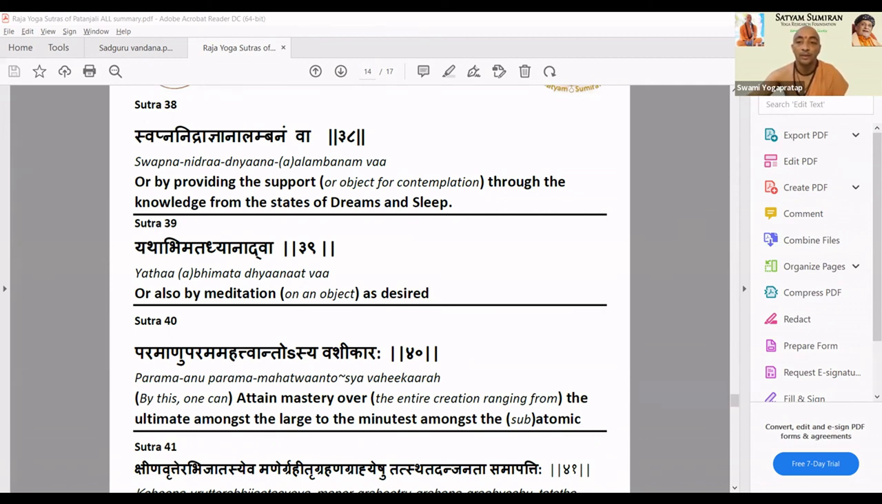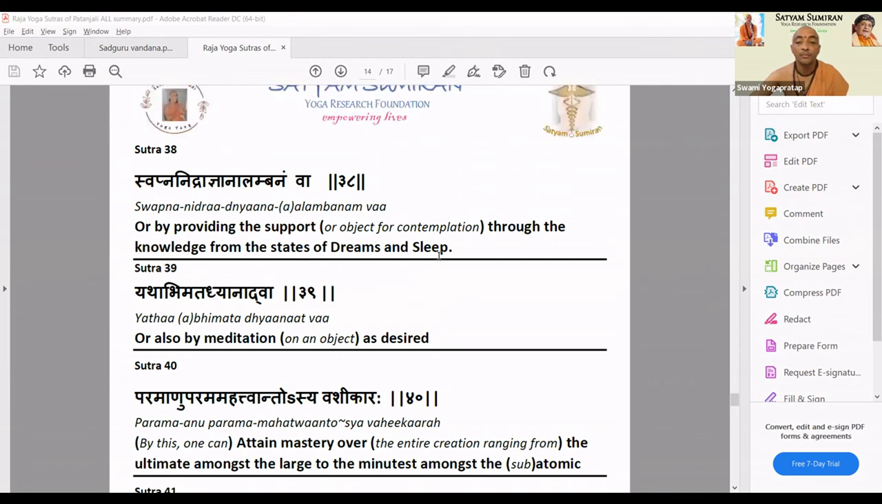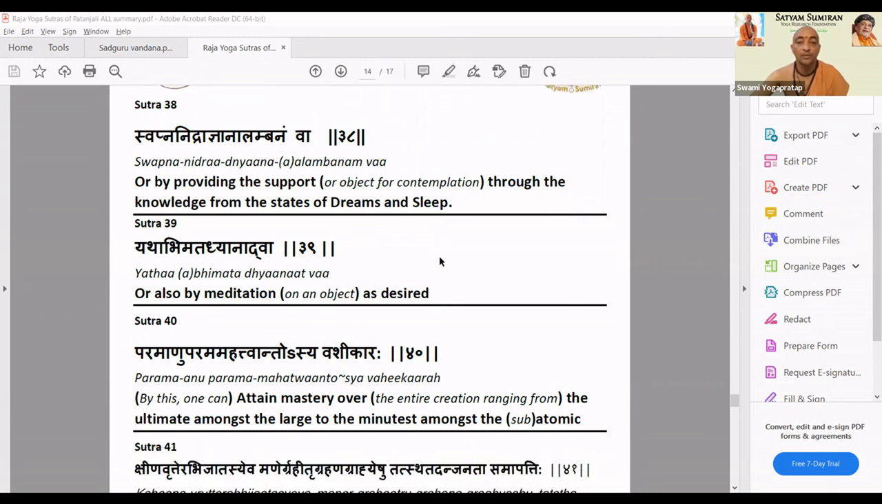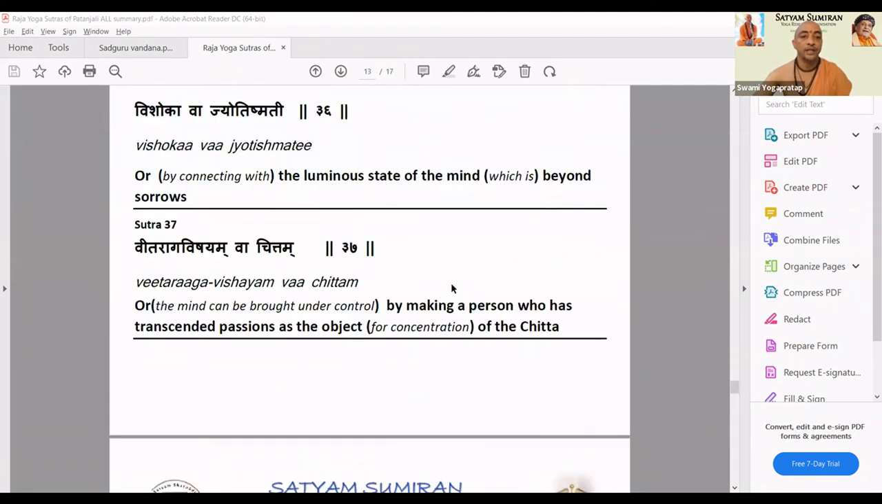This is for the next sutra. No, I am not clear again. Sutra 38. Before that, this is for connecting for meditation. Something is also by meditation as desired. I'm not clear. How it is... I don't know. No, I'll explain.